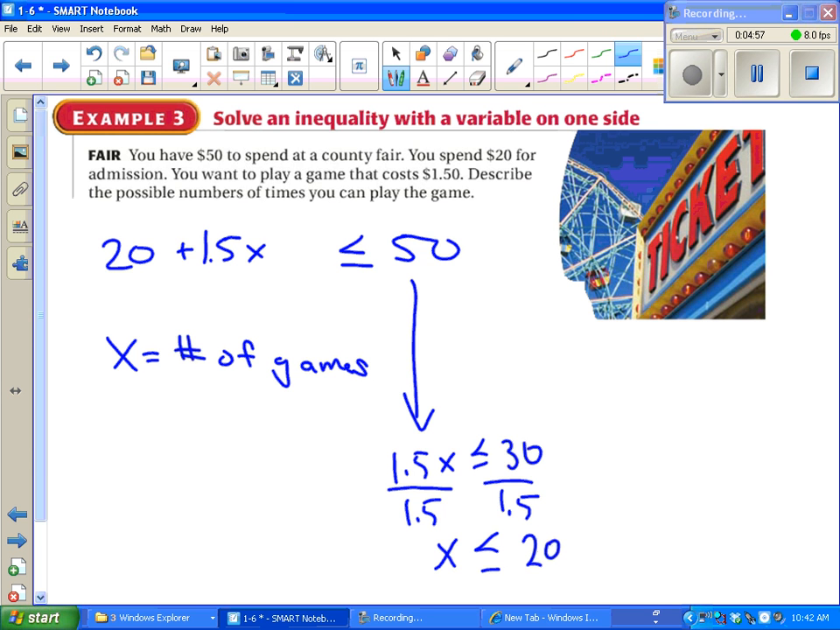You don't have to play exactly 20. We have $50 to spend. We don't have to spend the whole thing on games, but we can play 20 games or less.